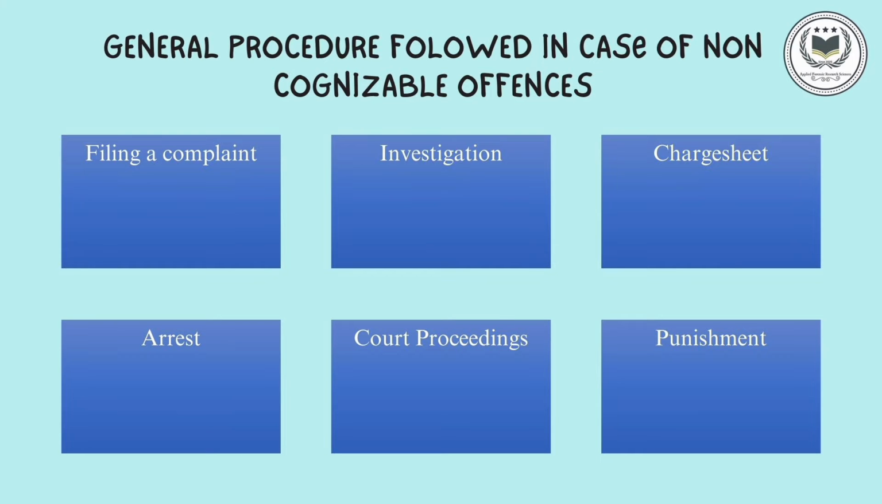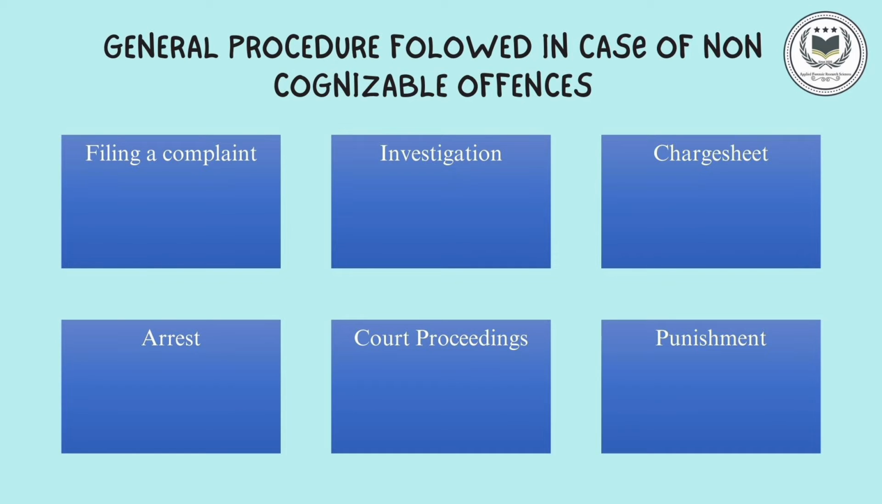The procedure followed in case of non-cognizable offences. In case of non-cognizable offences, the police cannot record the first information report, that is FIR. They can take action only when ordered by the magistrate. A complaint is filed directly with a judicial magistrate. Then, during investigation, the police are required to prepare several reports and submit them to the magistrate. The officer in charge of the police station is requested to submit the preliminary report to the judicial magistrate.